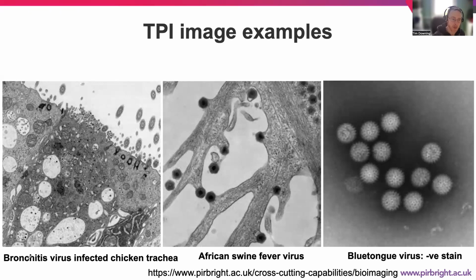This is some bronchitis viruses in chicken trachea here in this first image. You can see the cell membranes, the villi and everything along here. Here's a good example of African swine fever viruses shown by the darker areas there. You think about how you identify how many viruses are present, how to divide that between the cells. And then we also have an example of a negative stain to show bluetongue viruses here, where you can see really high resolution of different virus particles.